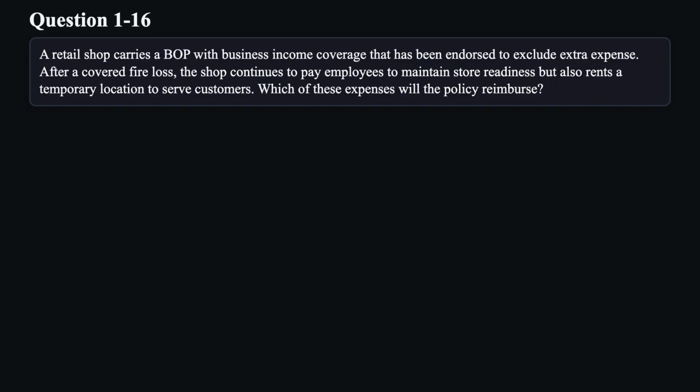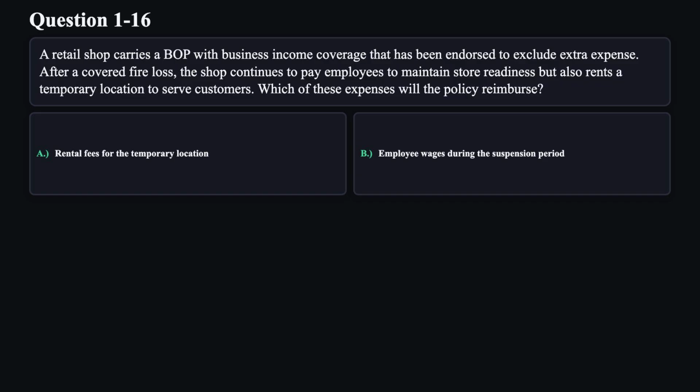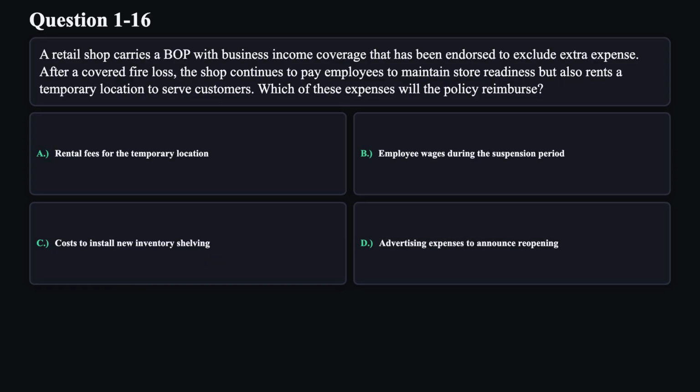Question 16. A retail shop carries a BOP with business income coverage that has been endorsed to exclude extra expense. After a covered fire loss, the shop continues to pay employees to maintain store readiness, but also rents a temporary location to serve customers. Which of these expenses will the policy reimburse? A. Rental fees for the temporary location. B. Employee wages during the suspension period. C. Cost to install new inventory shelving. D. Advertising expenses to announce reopening.